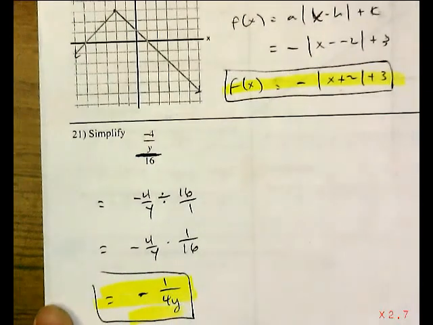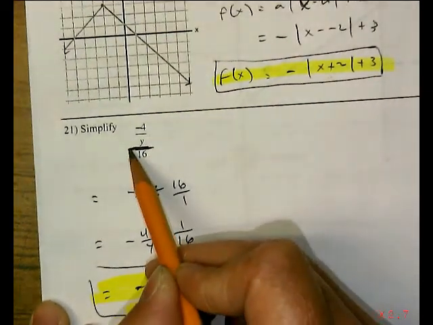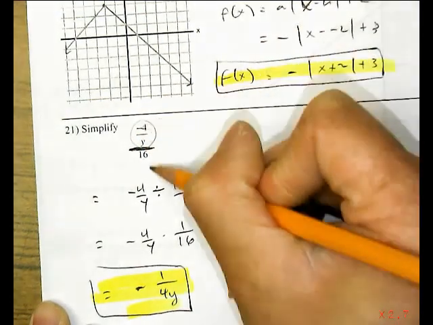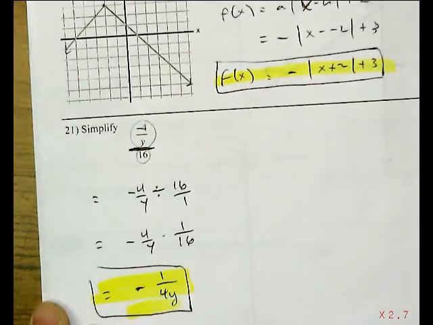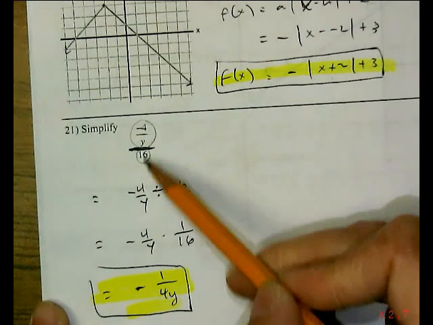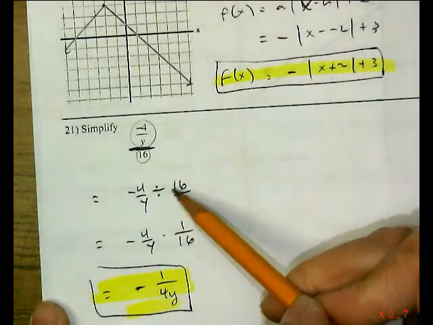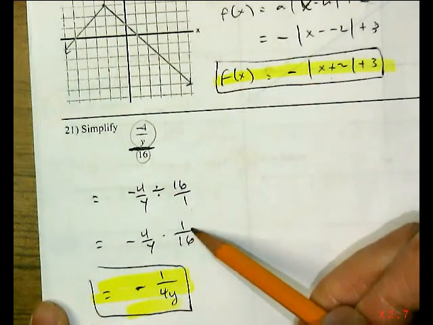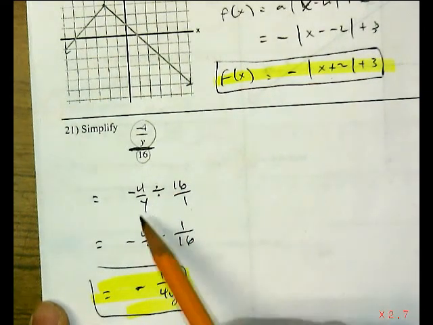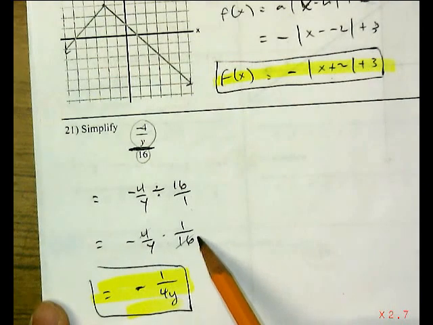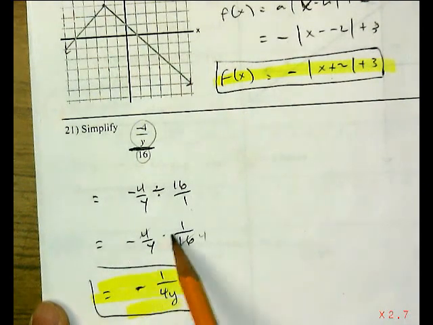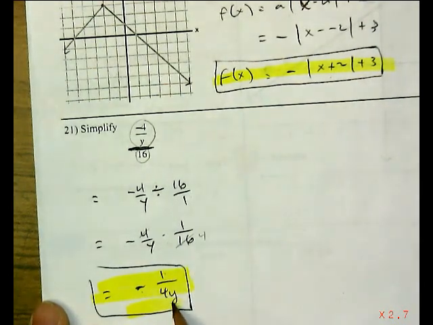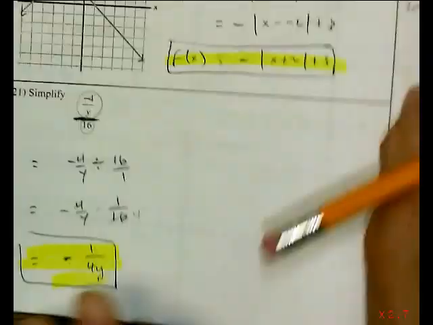Question number 21. Hopefully I made it very obvious with this darkened line that here is the numerator, and this is the denominator. Negative 4 over y divided by 16, it makes 16 a fraction. Change it to multiplication, you take the reciprocal, and now I'm just going to cross-cancel my 4's there. You're left with 4 here. So negative times positive is negative. What I have left is a 1 in the numerator and 4y in the denominator.